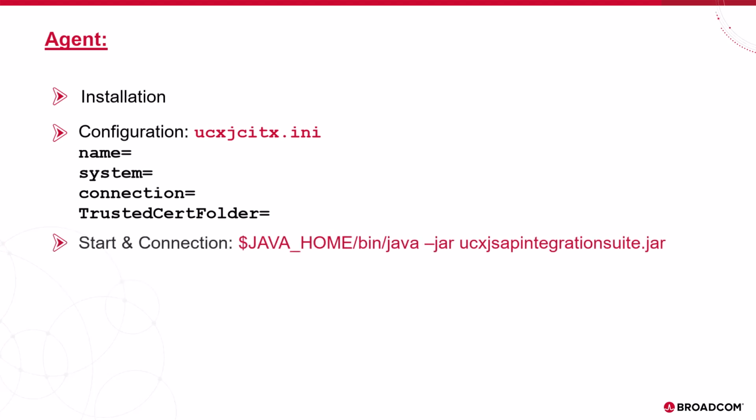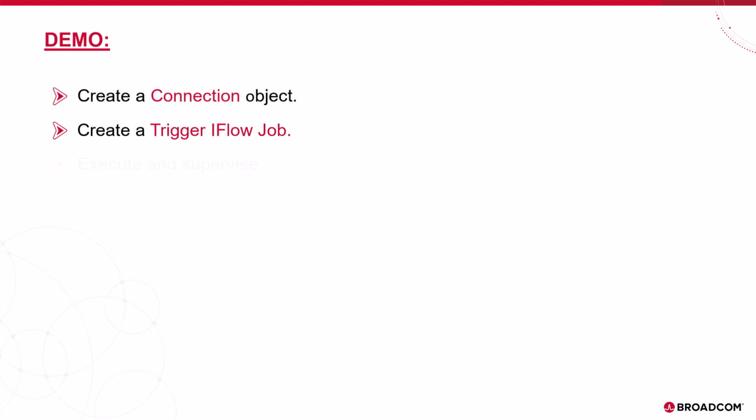The agent connects to the AE and deploys the object templates needed to support the integration, the CON, or connection object, to the SAP Integration Suite jobs. In our demo, we will create a connection object. Once we have established the connection to the SAP Integration Suite environment, we'll create a trigger iFlow job. Finally, we'll execute and supervise this job.